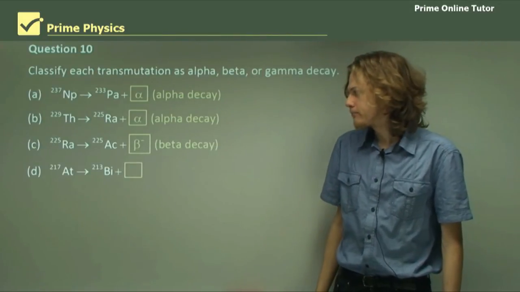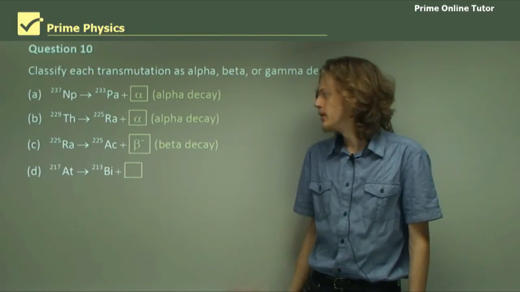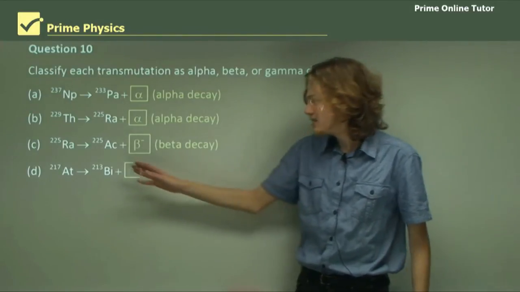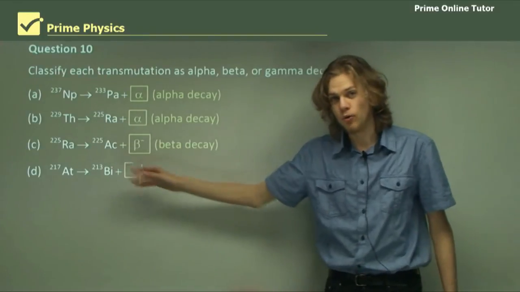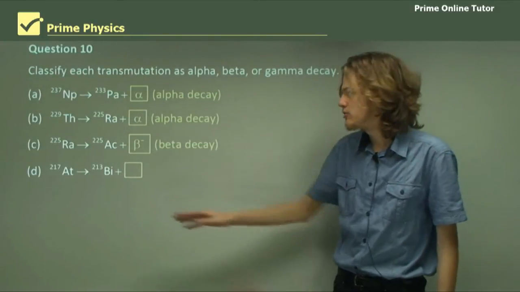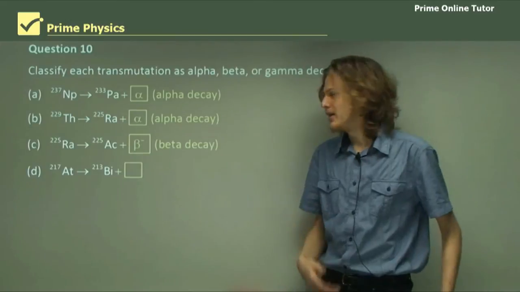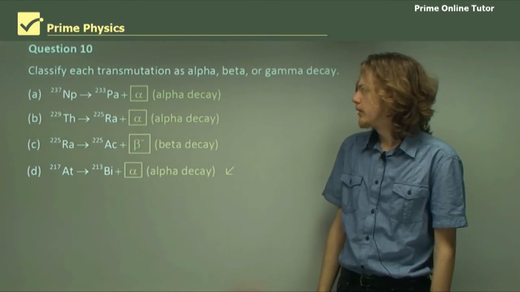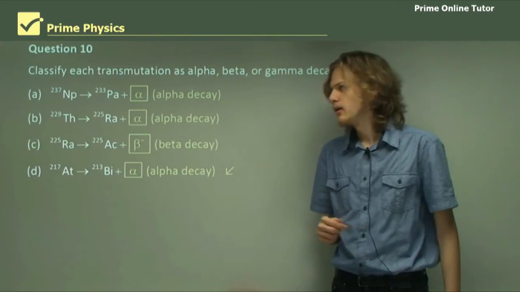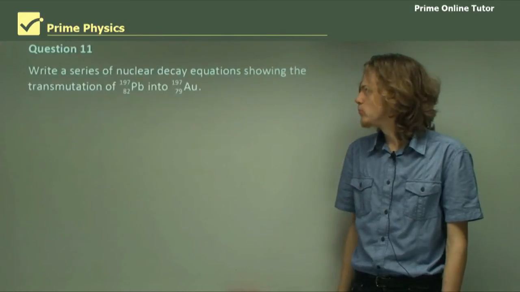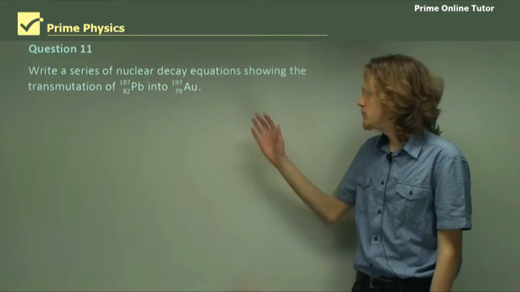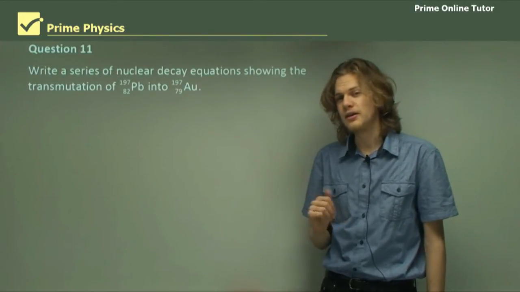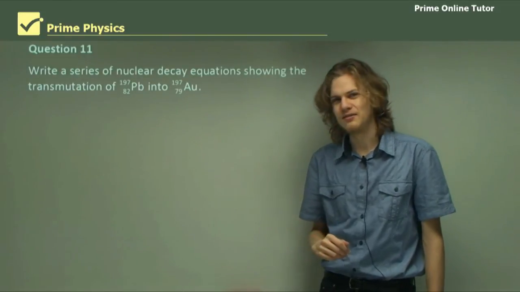Finally, D, astatine-217 into bismuth-213. In this case, our atomic mass is changing, down by 4, and our proton number is changing, it goes down by 2, so once again, it's alpha decay. Alright, so that's fairly simple. One last question. Question 11. Write a series of nuclear equations showing the transmutation of lead-197 into gold-197.